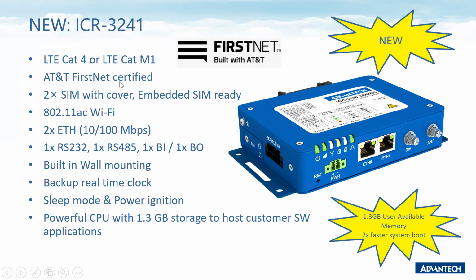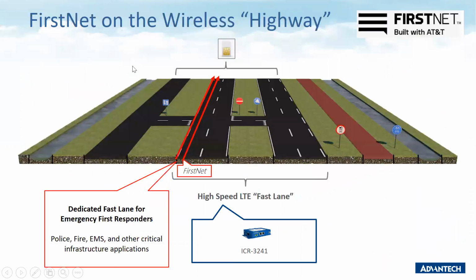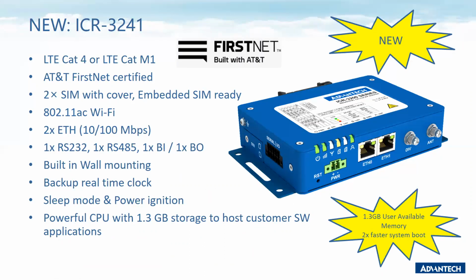What you'll find is that the Cat M1, the 3211, works for a lot of Modbus polling and data acquisition applications. The Cat 4 is for high speed, camera connectivity or FirstNet. Let me explain. Actually, do I? Yeah, I'll talk about FirstNet on the next slide.